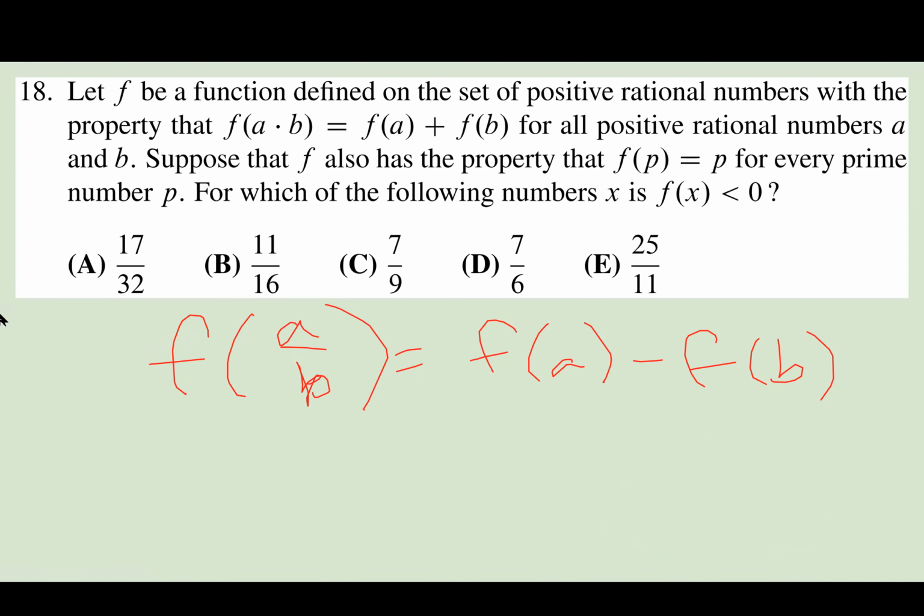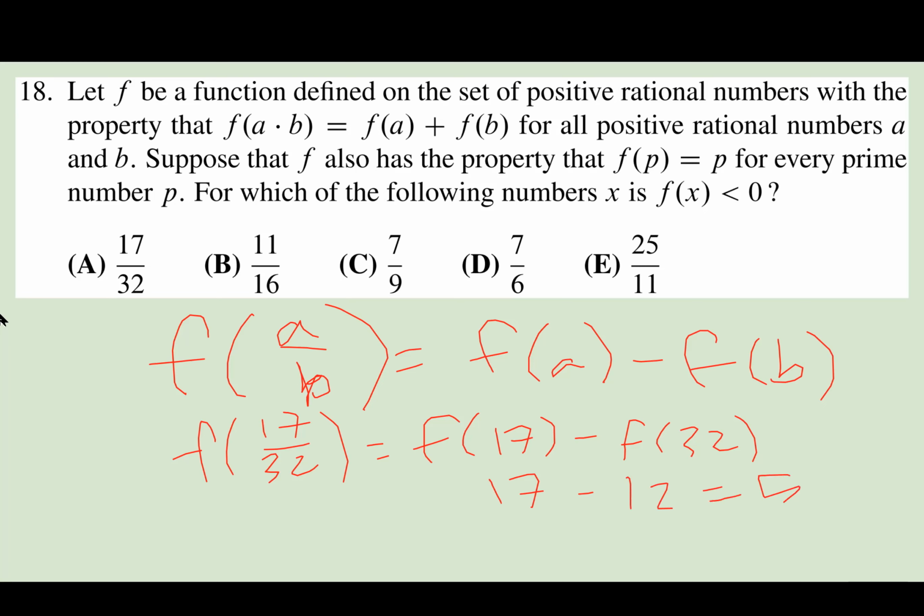So for example, what would be f of 17 over 32? Well, that would be f of 17 minus f of 32, right? But f of 17 is 17 because it's prime. F of 32 is f of 4 times 8, right? But f of 4 is 4, and f of 4 plus f of 8. But f of 4 was 4, and f of 8 was 8. So that would be 12. So that's going to give you 5. So that's not negative, right?